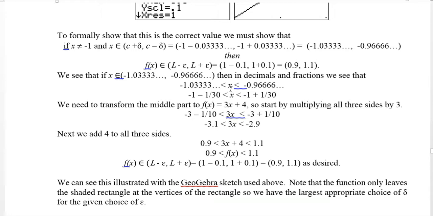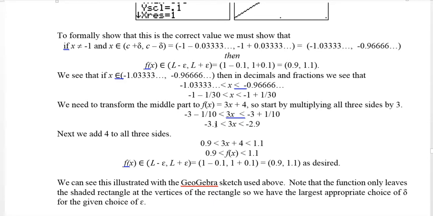We change it first by multiplying by 3. If you multiply by 3, you have to multiply all three sides by 3. So let's look at the fractions. In the middle, 3 times x is 3x. Then here we distribute the 3. 3 times -1 is -3. 3 times -1/30 is -1/10. And on the right side, 3 times this distributes to give -3 plus 1/10. And then we want to add 4 to all sides to get 3x plus 4 in the middle.